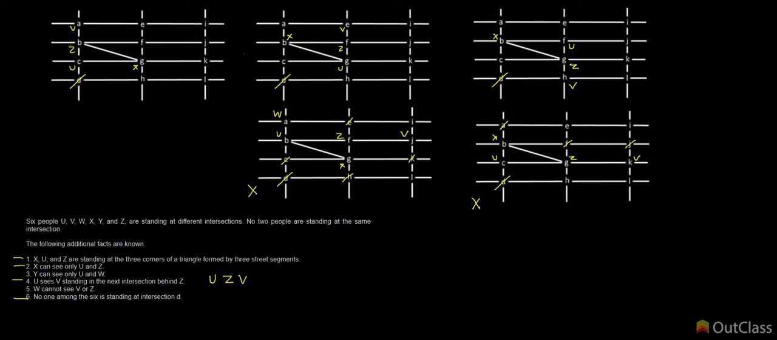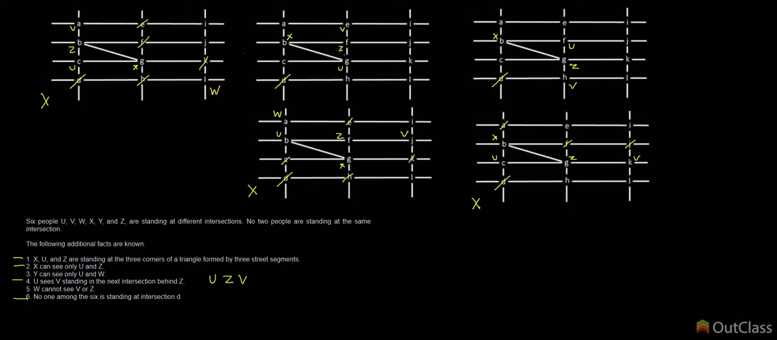Now let's look at the top left one. UZV, X. Now X can see only U and Z, nobody else. So you can strike off H, K, F, E. W cannot see V or Z, so it cannot be at I or J. W can only be at L. And it is given Y can see only U and W. Where can you put Y so that Y can see U and W? There is no space like that, so contradicted.